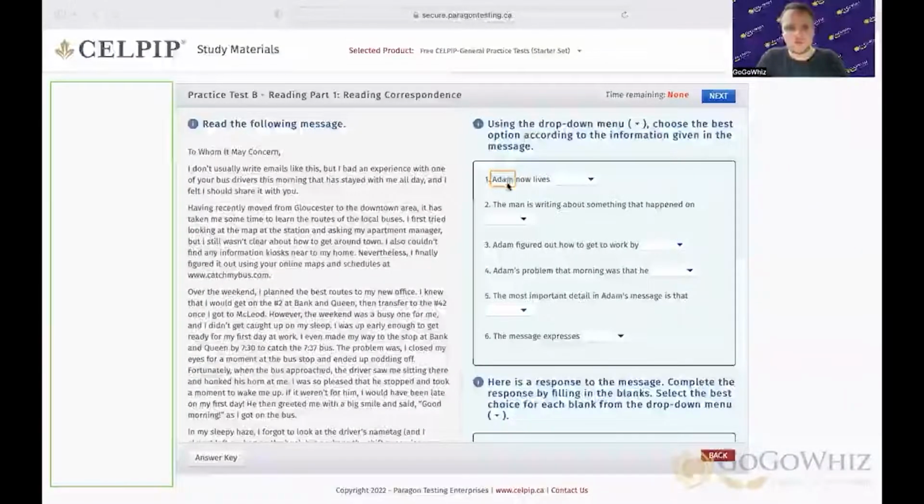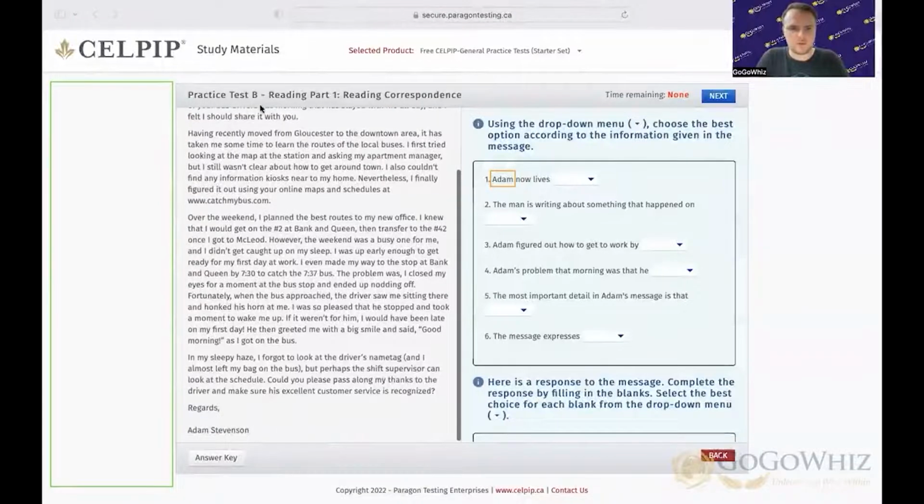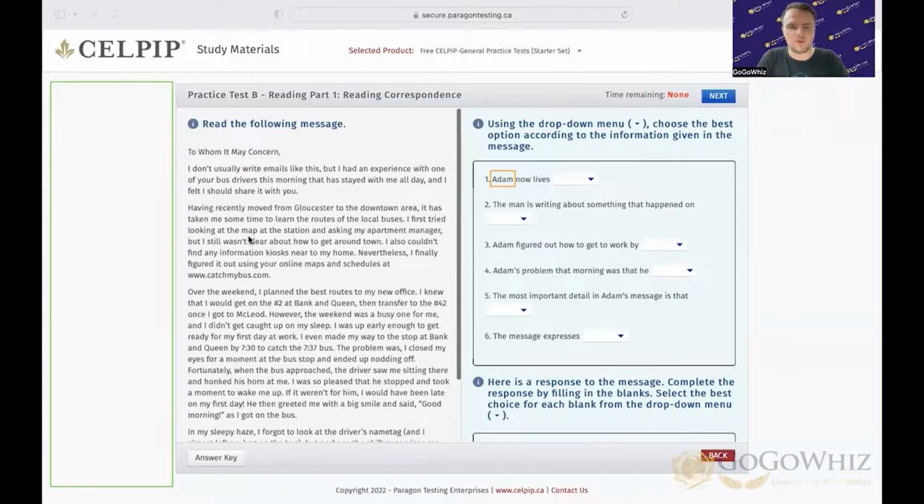Our first question here is going to be, who is Adam? Well, if you read through this, we're going to see that at the bottom here, the person who signed it off, their name is Adam. Okay, so we know that the person that wrote this is Adam, which means that every time we see the word I, it's referring to Adam. So if it says I live here, that means that's where Adam lives.